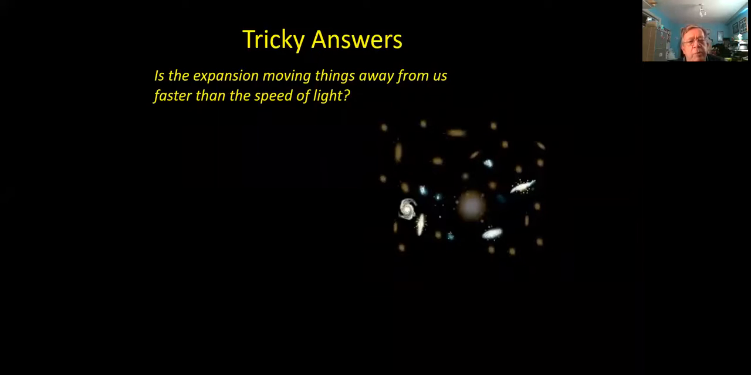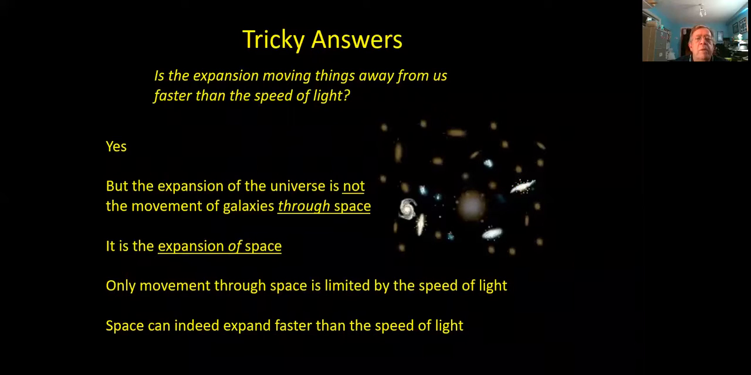So then we have this question: is the expansion moving things away from us faster than the speed of light? And the answer to that one, surprisingly, is yes. But that's okay, because it's the expansion of the universe, not movement of galaxies through space. It's only movement through space that is limited by relativity to not be faster than the speed of light in a vacuum. Movement through space must be slower or equal to the speed of light, but space itself can expand at any speed, including speeds faster than light. So that's not a problem at all.